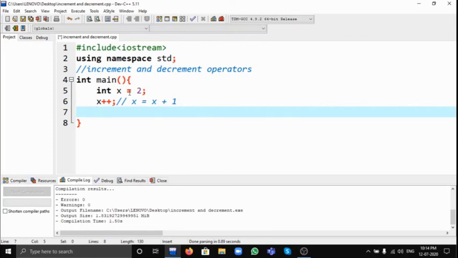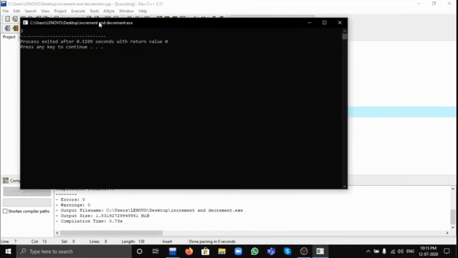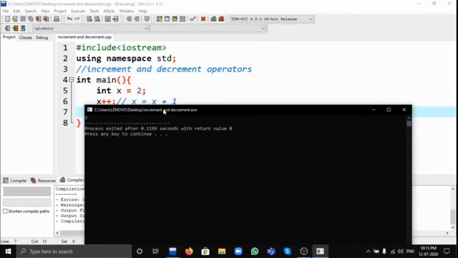Now, what do we have to do? We have to print the value or get the output. So which keyword do we use to output the value of a variable? If you said cout, then you are correct. Now whose value do we want to print? x, right? And then a semicolon. Now let's compile and run. 3. It's fair enough, right?